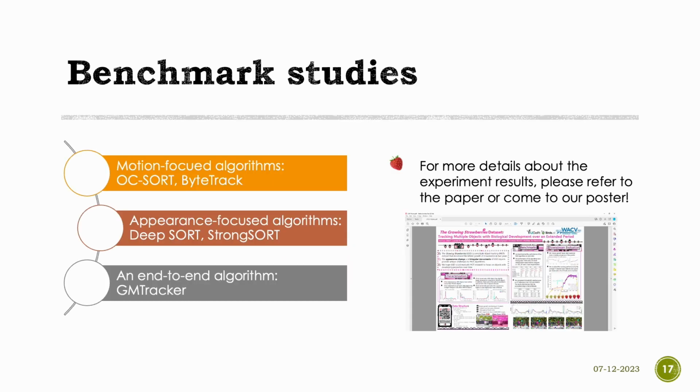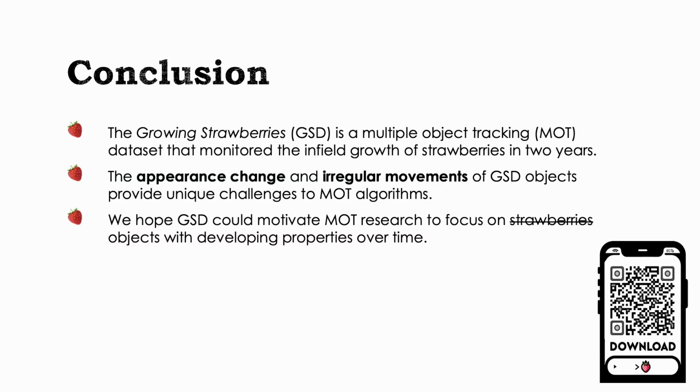In total, we benchmarked 5 state-of-the-art multiple object tracking algorithms on GSD. There were 2 from the motion-focused family, 2 focused more on object appearance, and 1 end-to-end algorithm with a graph neural network. For more details about the experimental results and what we've learned from them, please refer to our paper or come to our poster session on the 3rd day of WACV. Our poster is crafted with heart and passion. It's like a beacon of cuteness that you can't miss in a crowd.